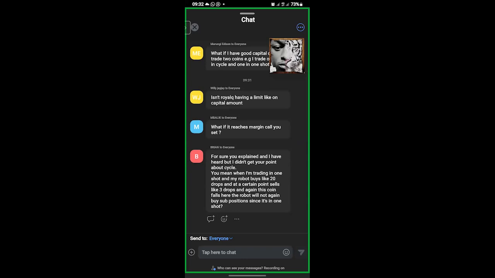Isn't TroyaQ having a limit on capital amount? No limit. We recommend you start with $100 for a clear picture of the market, but it's never enough. You can go up to maybe $1 million, up to infinity, as long as you have that money, put it there and trade. You may find that you have even $50 and you become a whale. You start manipulating the market, make that particular coin pump and run, and you make money.